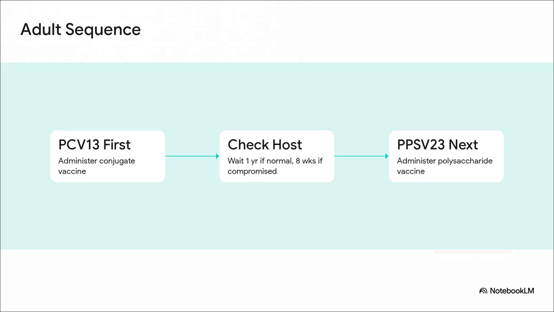You can either give a single dose of the broader conjugate PCV20 and be done with it, or you lay down a foundation with PCV15 first, followed by PPSV23. If you choose that two-step path, time becomes your critical variable.